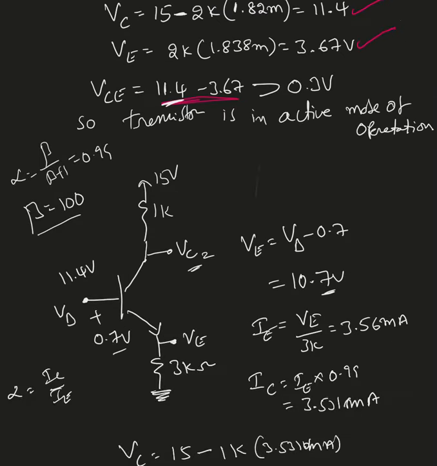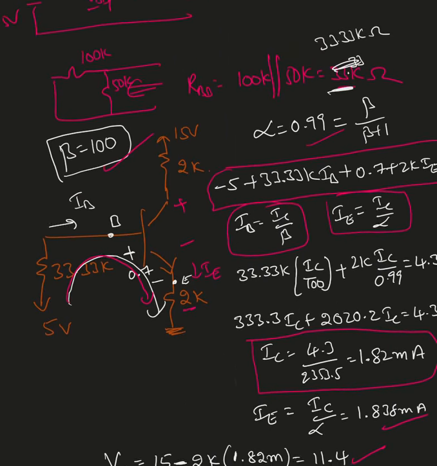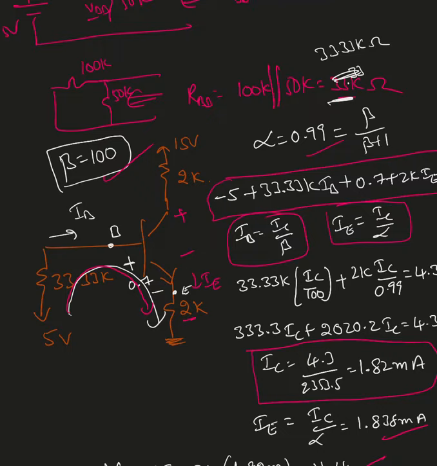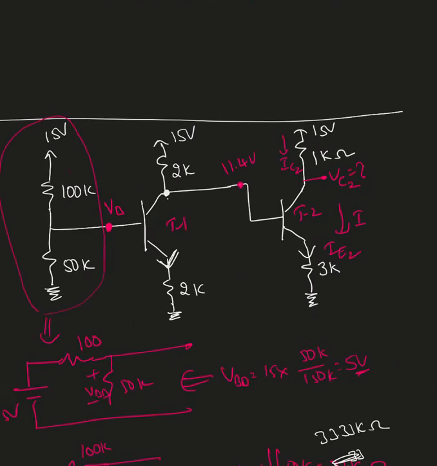In reality, is that 11.4 volts? It might not be true, because if you remember, here we took the current IC, the current going into this transistor, as IC1. But in reality, it's not IC1 because there must be some current passing through this. So to make it more accurate, I'm going to take a more accurate value of this current IC, so that I can find a different voltage here.